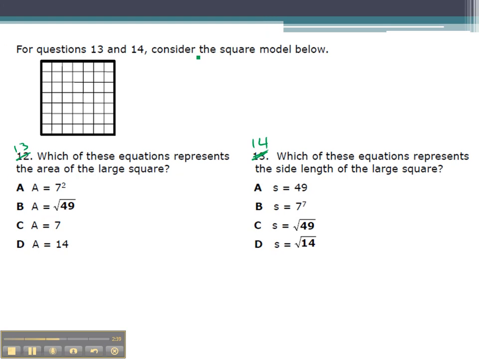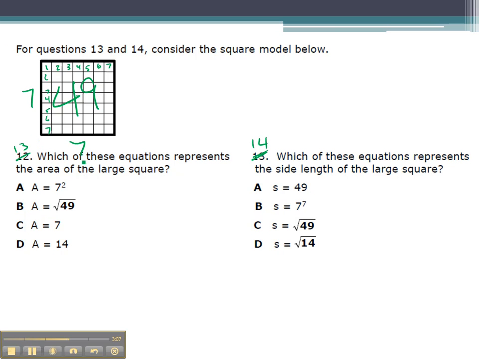13 and 14, we need to consider this square model. So let's just take a look at this square model and figure out the lengths. We know we need to figure out the lengths of the sides and the area. We have 1, 2, 3, 4, 5, 6, 7 squares going this way, and 2, 3, 4, 5, 6, 7 squares going that way, so it is a square. A 7 by 7 square, and 7 times 7 equals 49, so we know the area is 49. We'll represent that on the inside of the model.